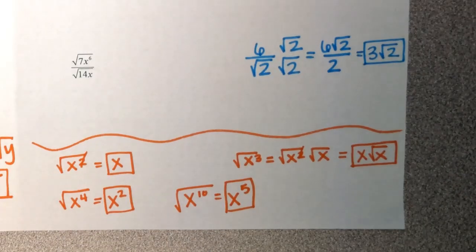You just divide by 2. If it's an even number, you just divide by 2. What would be x to the 12th? The square root of x to the 12th is x to the 6th. What about the square root of x to the 100th? X to the 50. You just divide by 2.